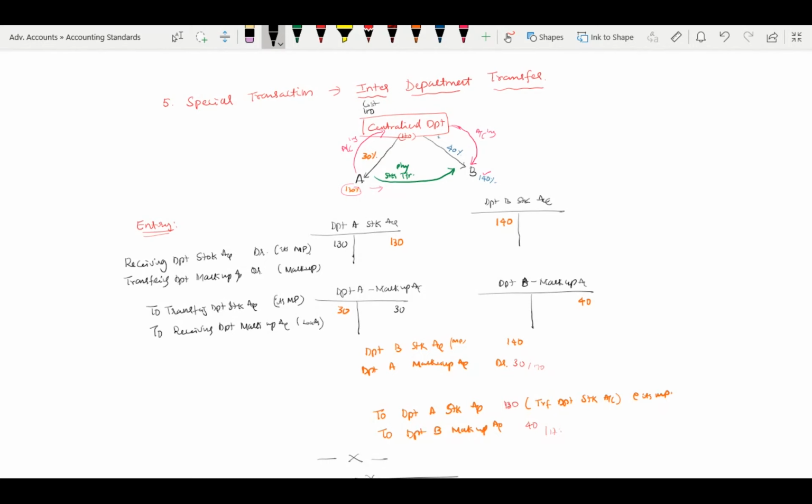We have to reverse at its own loading. Since one department has transferred, in the transferring department I have to remove the stock at its loading; its markup also I have to remove. But in the receiving department, at its markup I have to record newly in the stock account, and its loading I have to credit. That's how it will work.